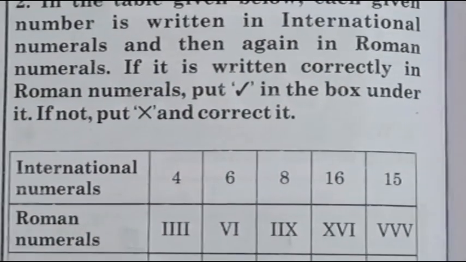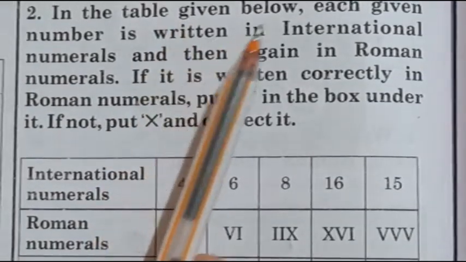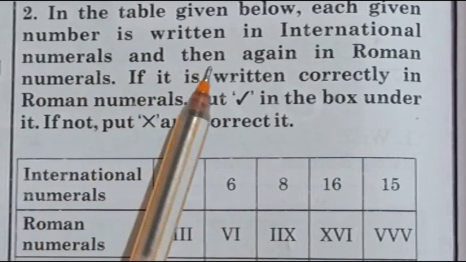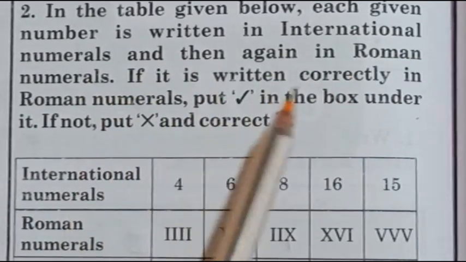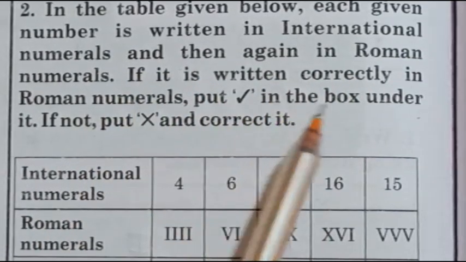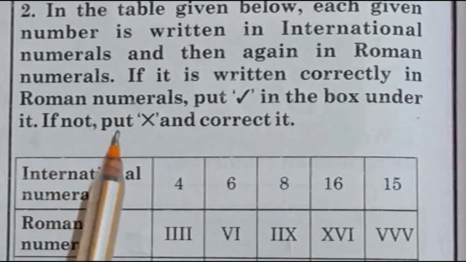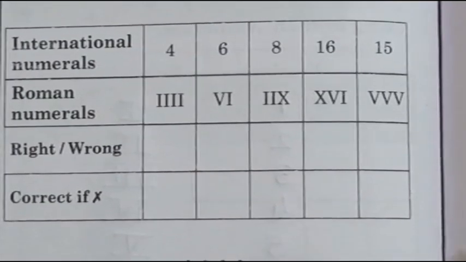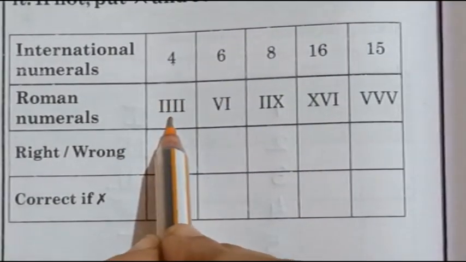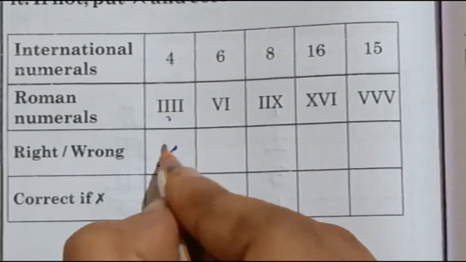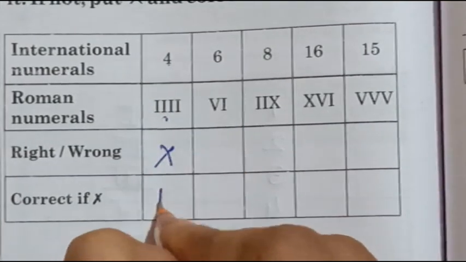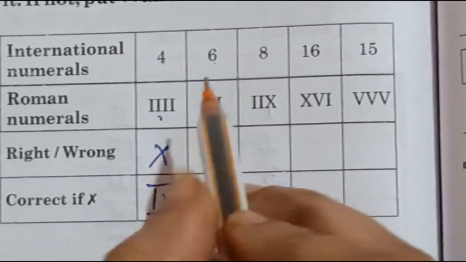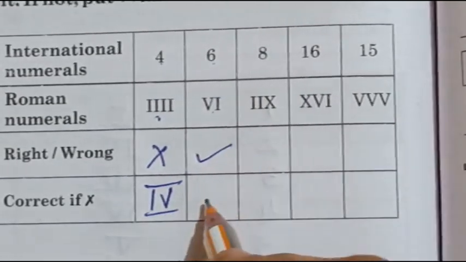That is in the table given below. Each given number is written in international numerals and then again in Roman numerals. If it is written correctly in Roman numerals, put tick in the box under it. If not, put X and correct it. So this question we have already solved in the textbook. So this is the number 4. Is this the right number? No, it's wrong. So the correct Roman numeral is D. 6, is it correct? Yes, it is correct. So you will not write here anything.